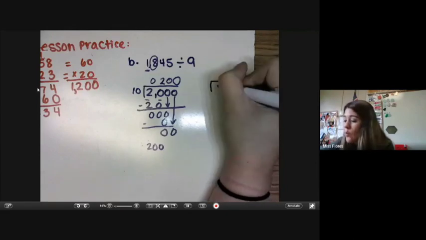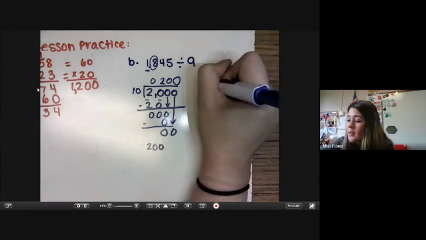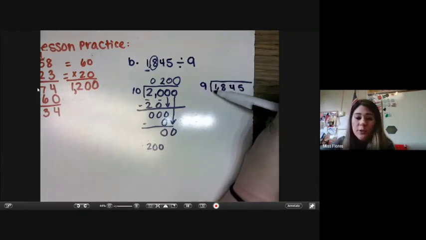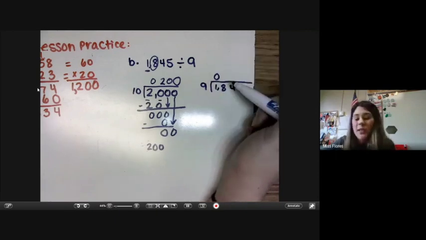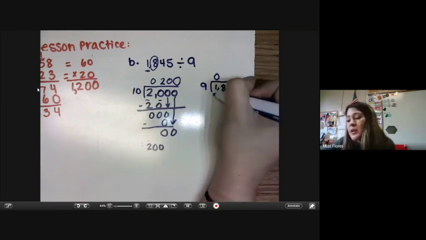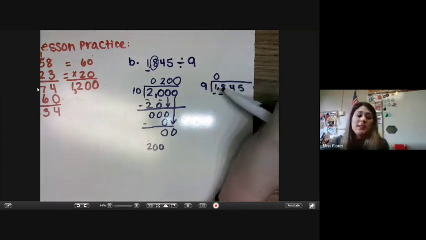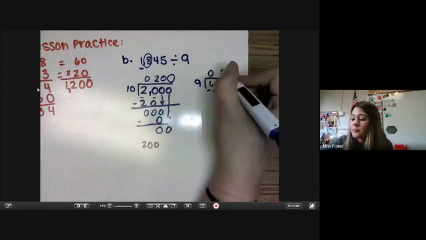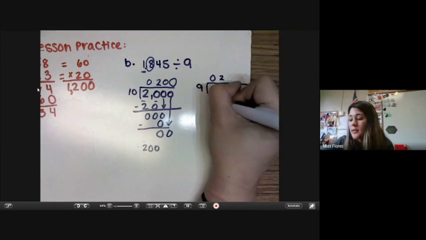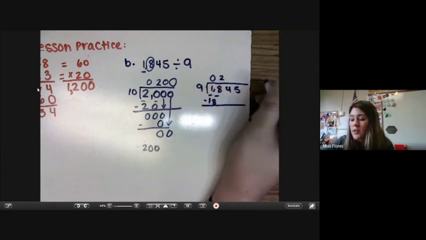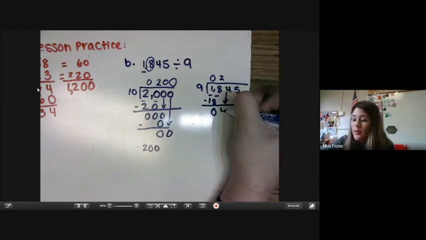Okay, so I have 1,845 divide by 9. Can 9 go into 1? So we're going to put a 0. 9 times 0 is 0. So now we're going to divide with an 18 using both numbers. 9 goes into 18 how many times? 2 times. 9 times 2 is 18. So now we're going to subtract. We get 0. And now we bring down the 4.